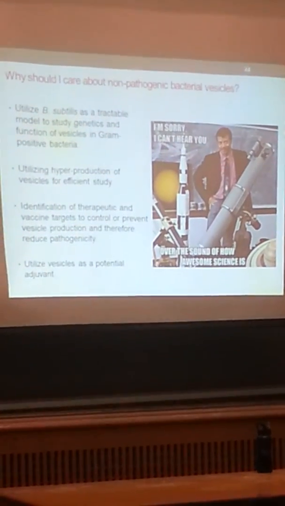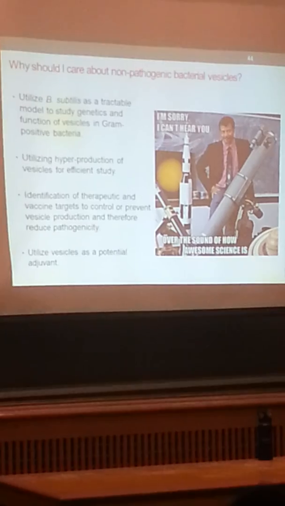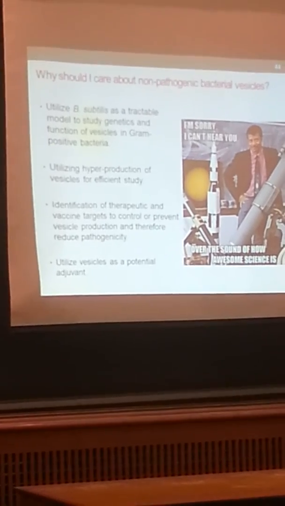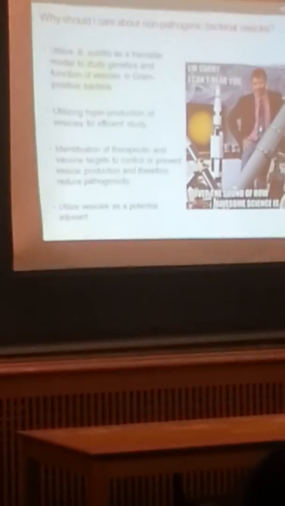We could also identify therapeutic and vaccine targets. So, for example, anthracis has the toxins inside the vesicles. If there's a way that we can prevent vesicles from being produced, can we prevent disease? And like I said, we could also maybe use it as an adjuvant.